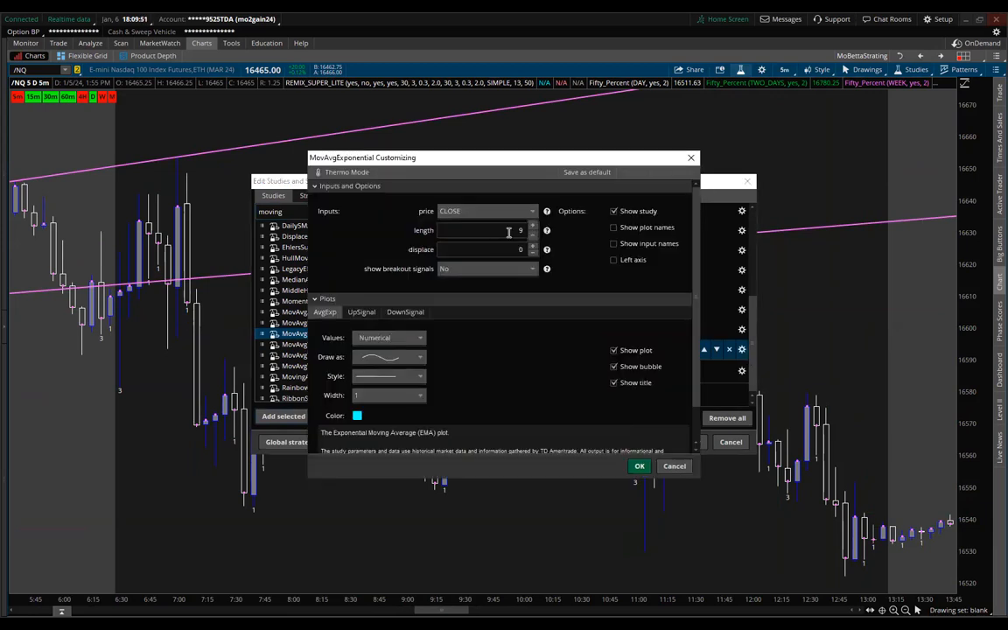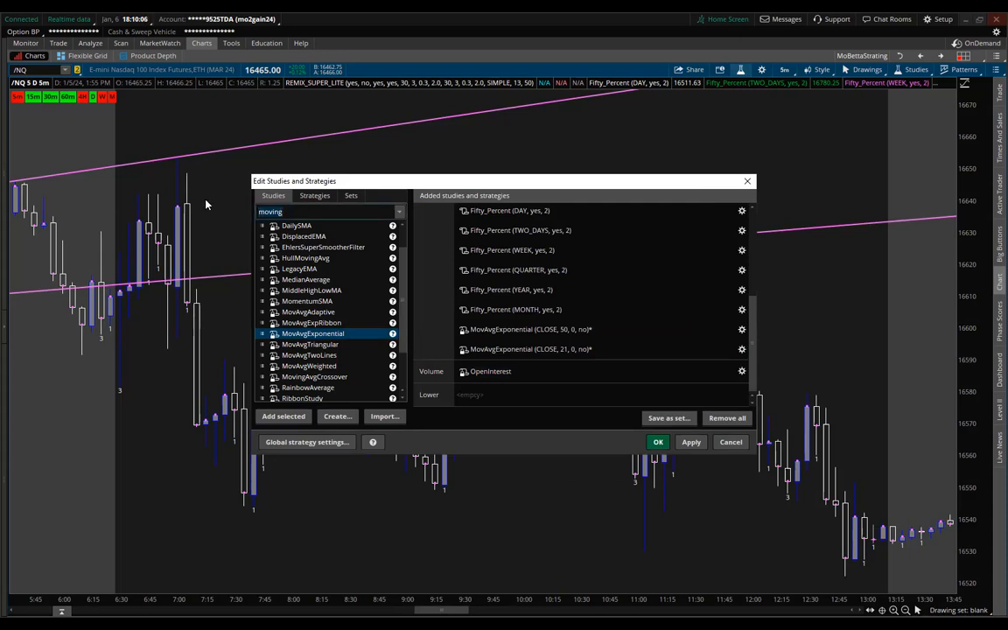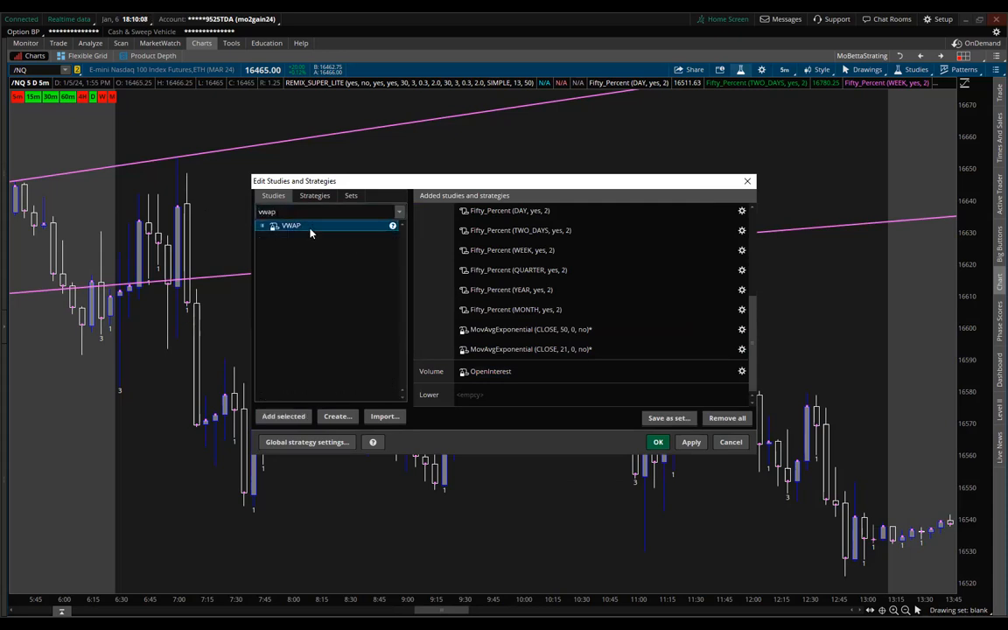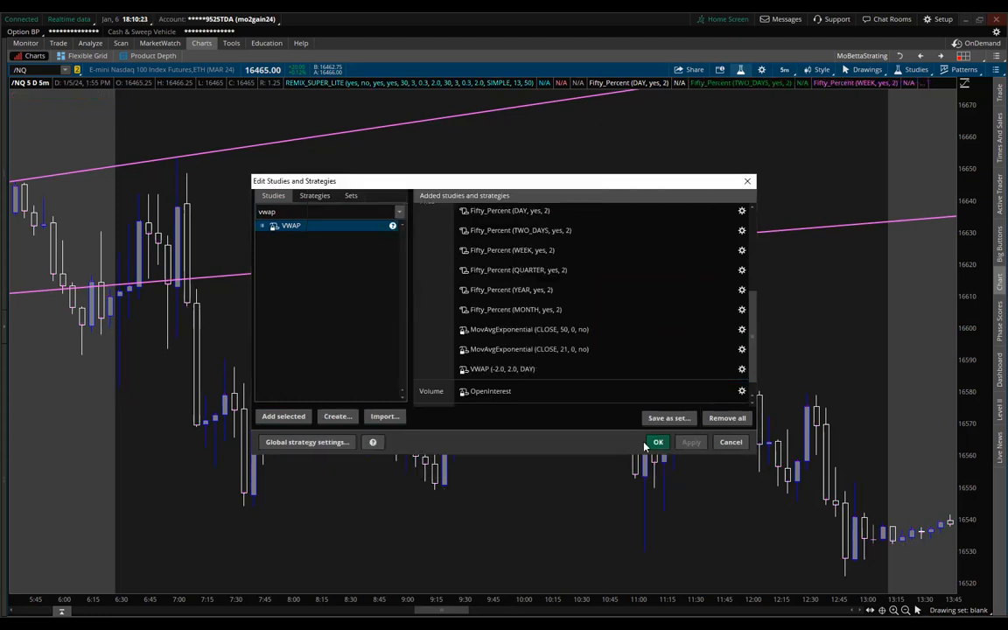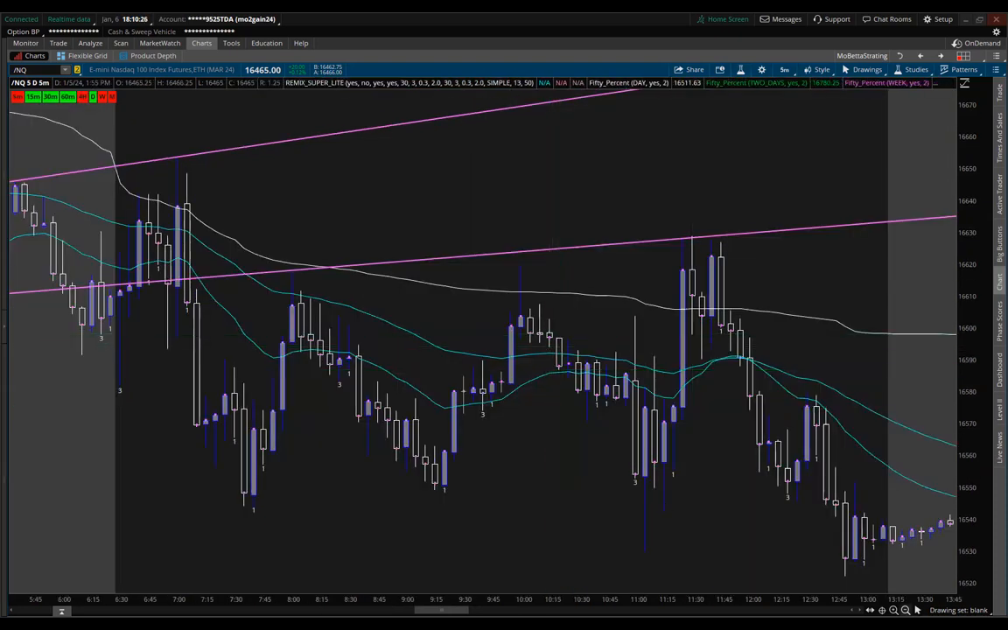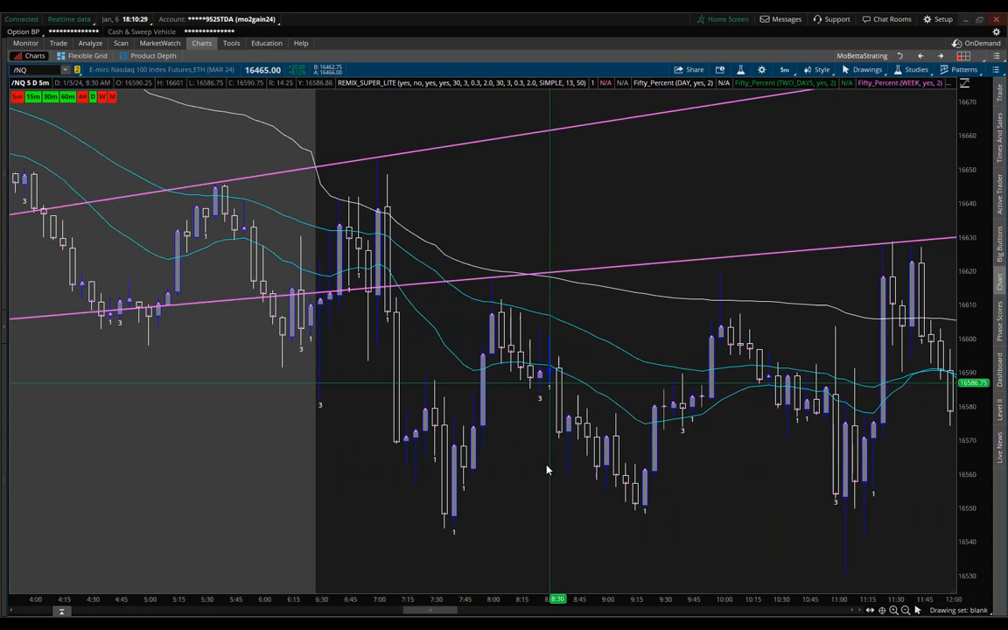Now, I think people use the 21 and the 50. I think, not too sure. It's been a while since I used the EMA. So yeah, that's gonna be my EMAs. Then let's turn VWAP on. I know people still use that. VWAP, let's turn these bands off. Let's make our VWAP white. Boom.